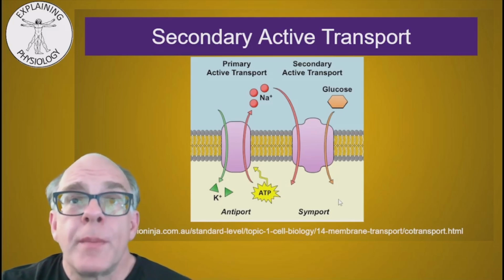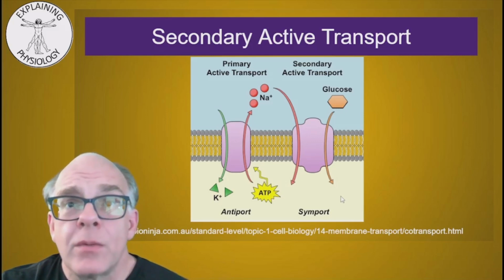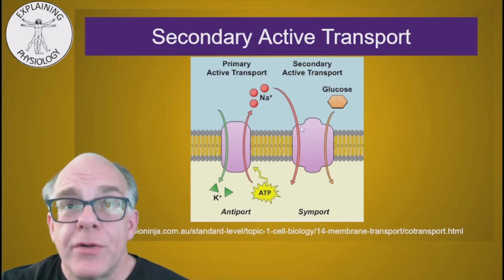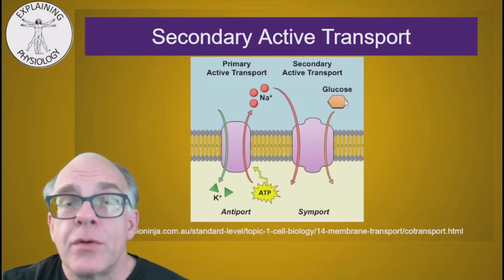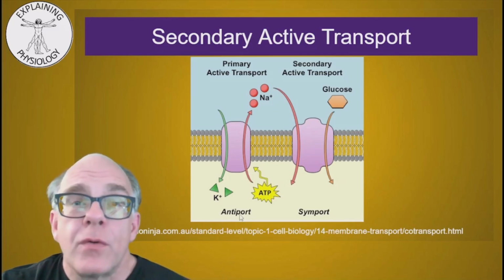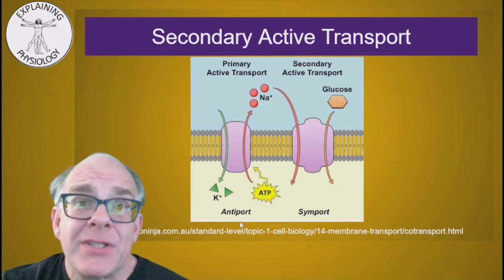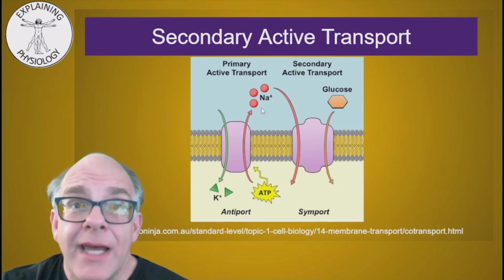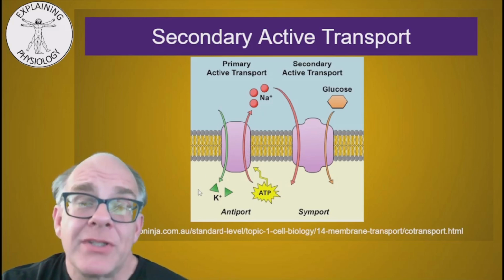Now, two terms that are often used when we're taking a look at active transport are antiport versus symport. Symport basically means the materials are moving in the same direction. So over here, we've got both sodium and glucose moving from outside of the cell to inside of the cell. With antiport, we're looking at the materials moving in opposite directions. So if sodium is being moved outside of the cell, potassium is moved inside of the cell. So they're moving in opposite directions.